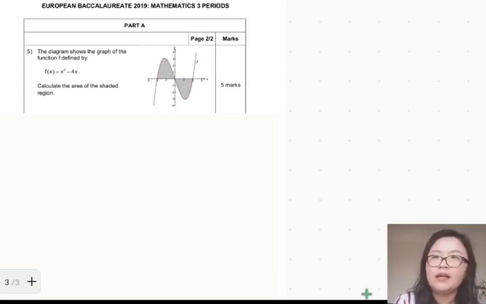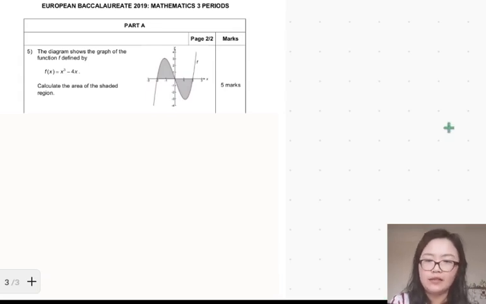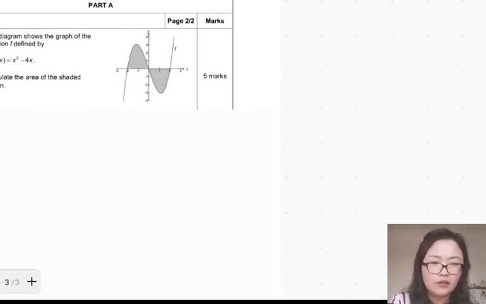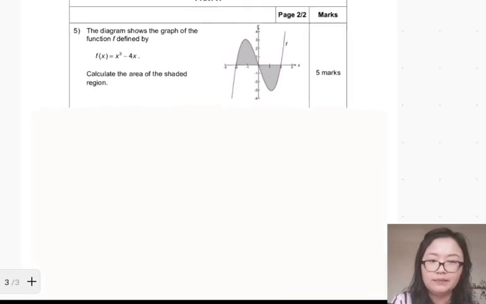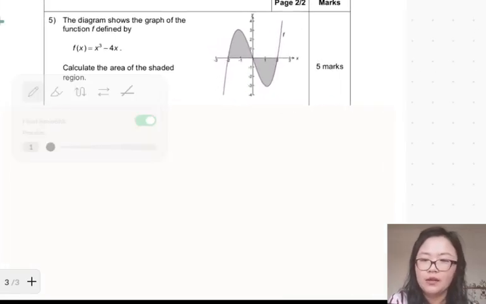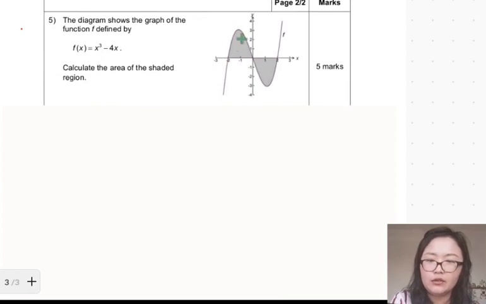Okay, so European Baccalaureate 2019, 3-period math, question 5. So this is a finding area question. So we're going to look at this graph. It has basically two areas. The first area is on top of the x-axis, and then the second area is at the bottom of the x-axis. So we want to first find out the integration of this original function.